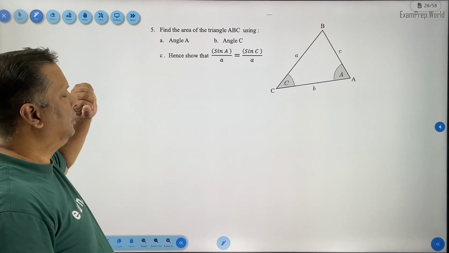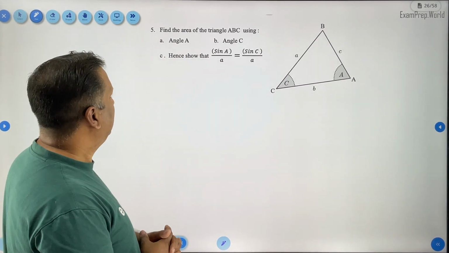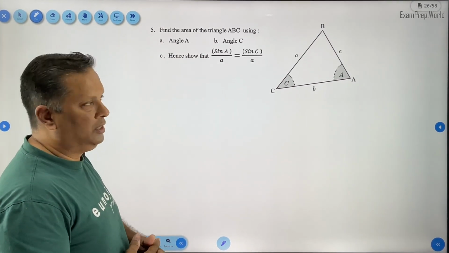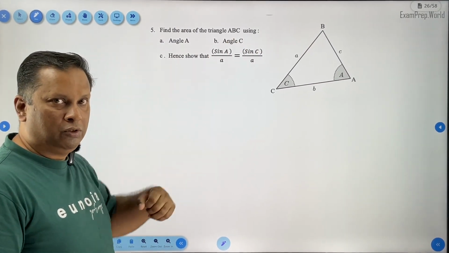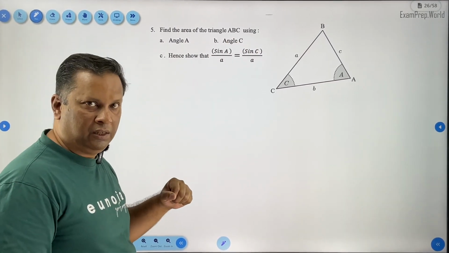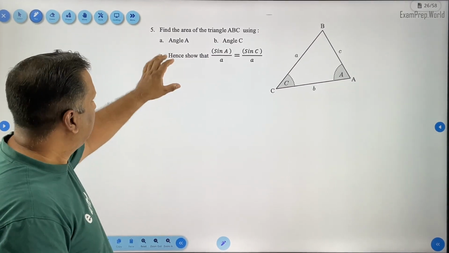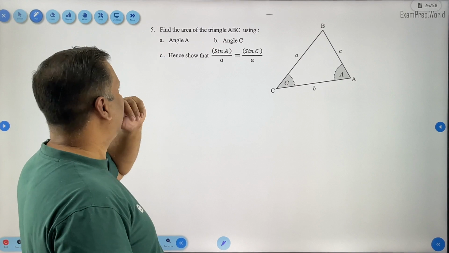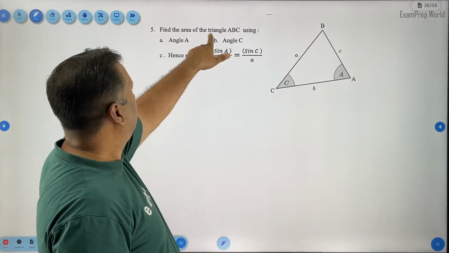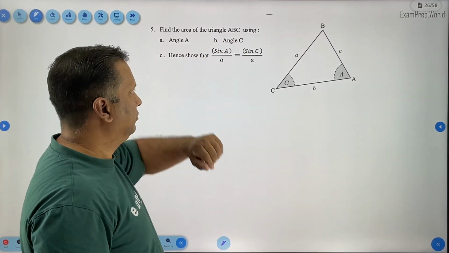Now another kind of question. Here they are asking us to prove something, right? Actually this is sine rule. These kind of questions also are following after this in the next type of questions. But we are making, actually it is a proof of sine rule. From area rule we can prove sine rule. Okay. Find the area of triangle using angle A.